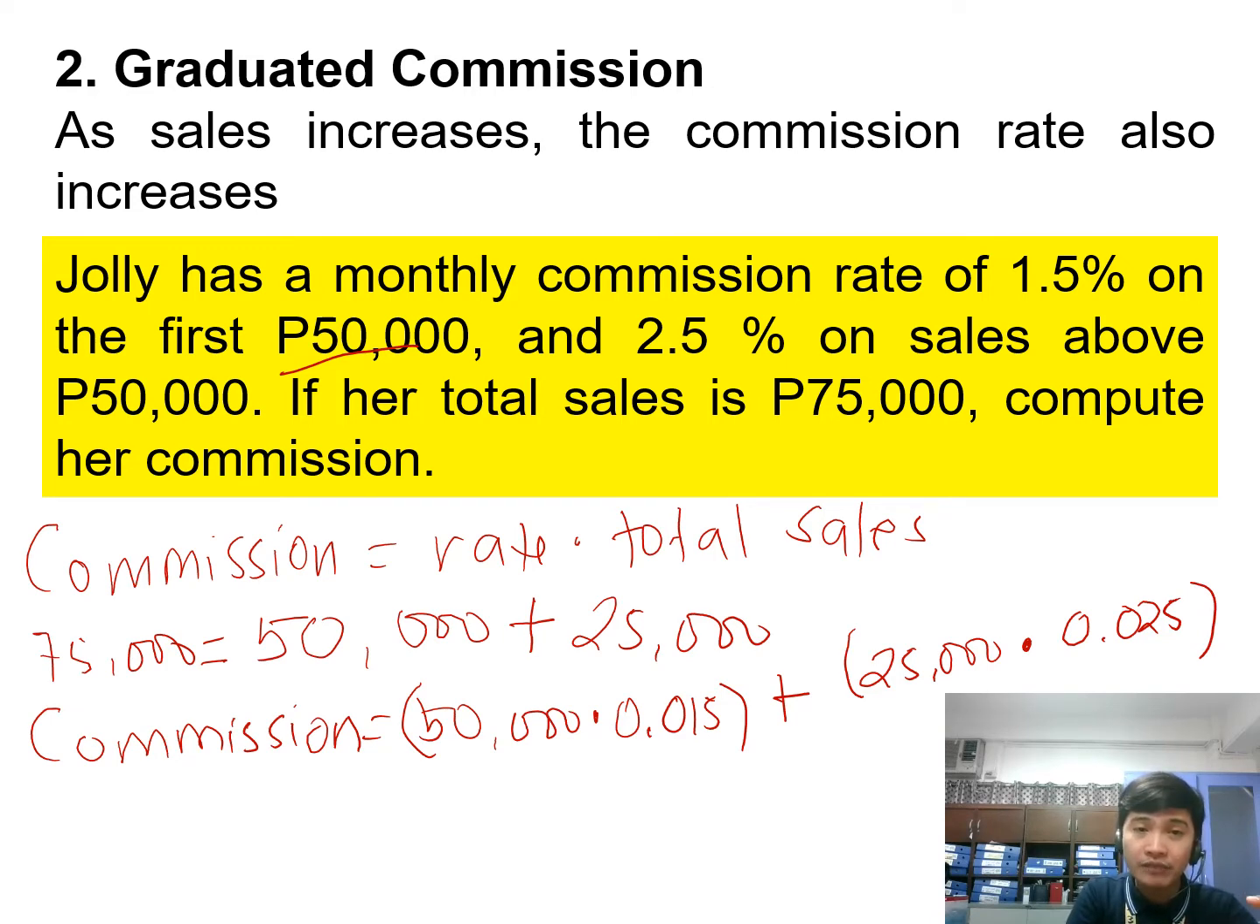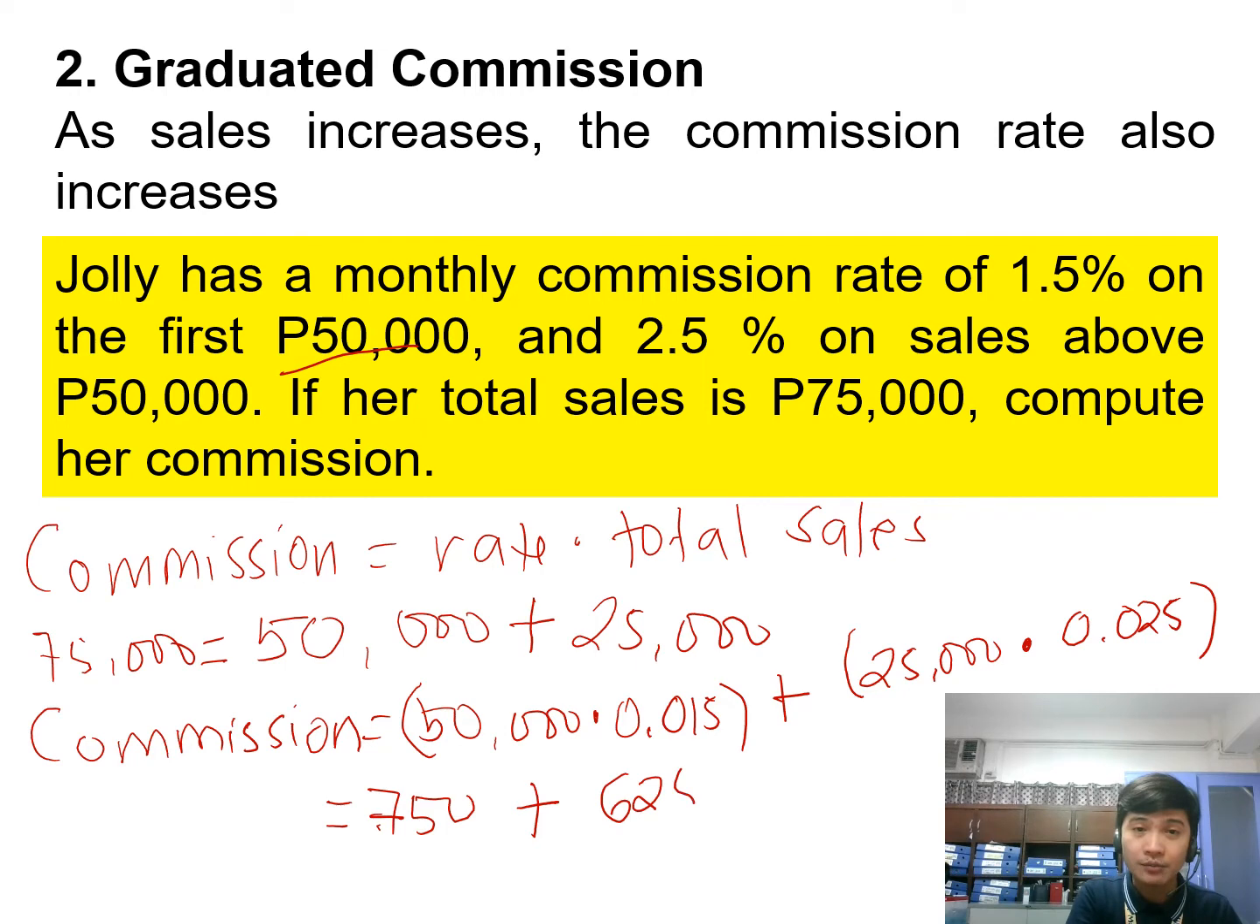Bakit natin binultiply yung 50,000 pesos sa 0.015? It is because, sabi dun sa problem, yung first 50,000 pesos, 1.5% ang rate of commission na makukuha niya doon. And then 2.5% on sales above 50,000 pesos. So simplifying this further, 50,000 pesos to be multiplied to 0.015, that is 750 pesos. Okay, 750 pesos. I-add natin sa 0.025 ng 25,000, that is 625.